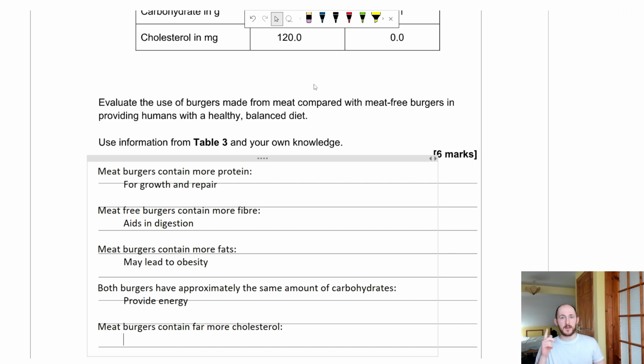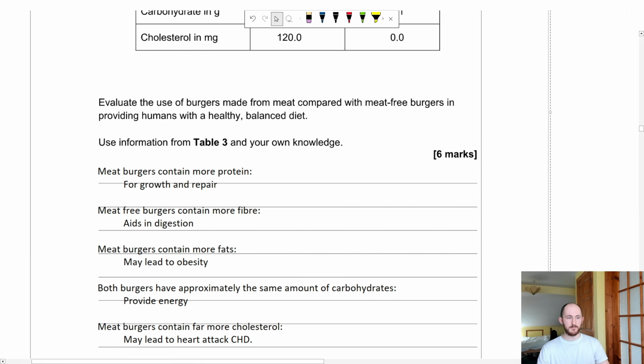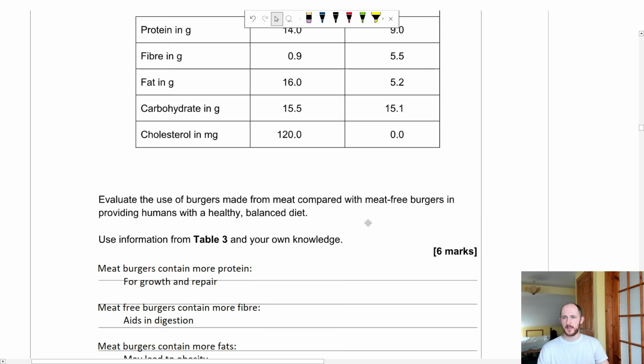By the way, something that's really cool that I like is you don't have to write coronary heart disease, you can write CHD, which is a lot better. May lead to heart attack. There you go, 6 marks. But yeah, CHD, coronary heart disease, is also accepted in the mark scheme, which I am very, very happy about. That's it.